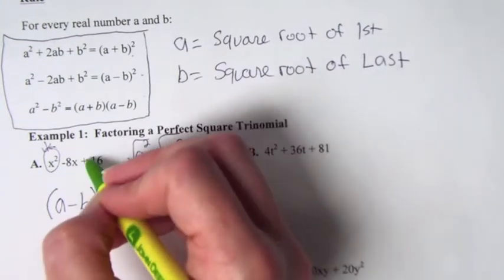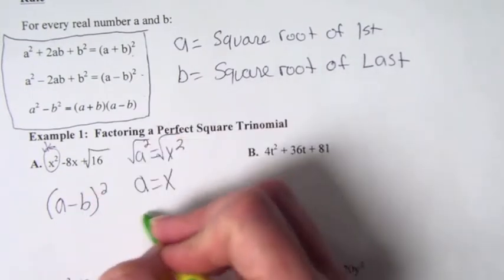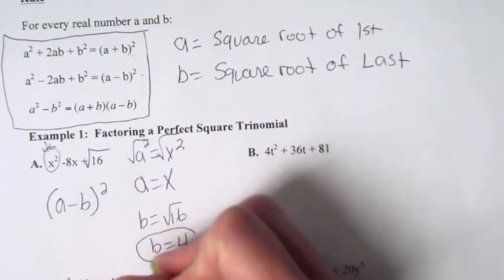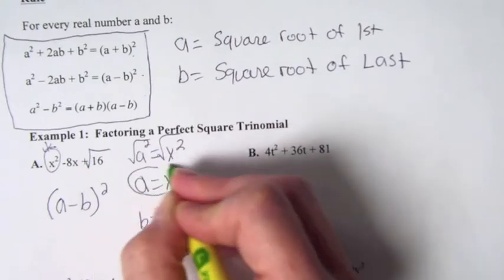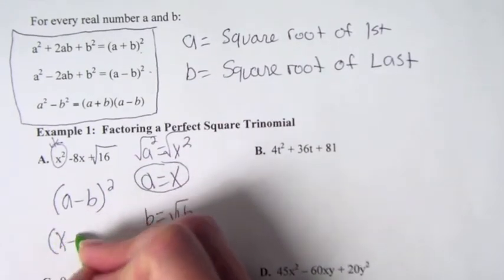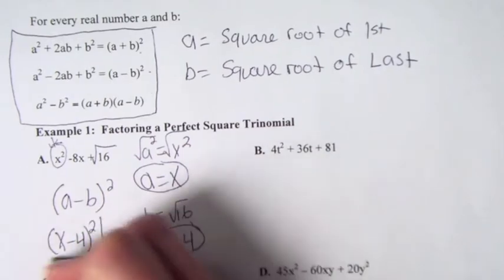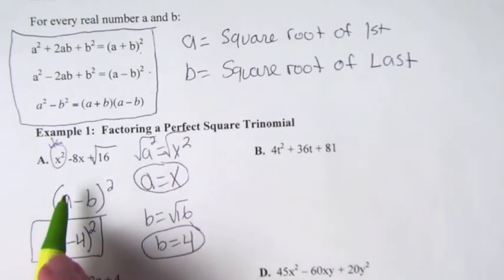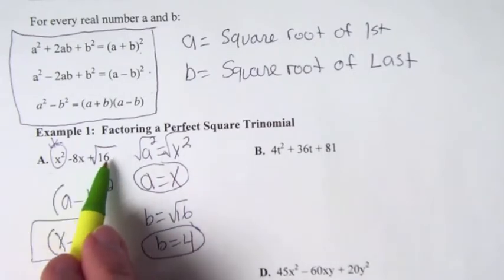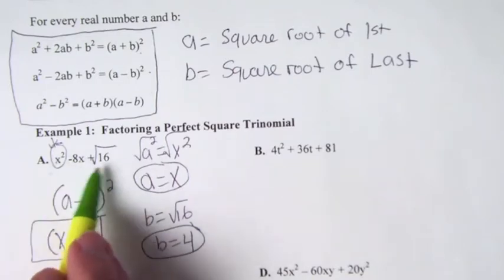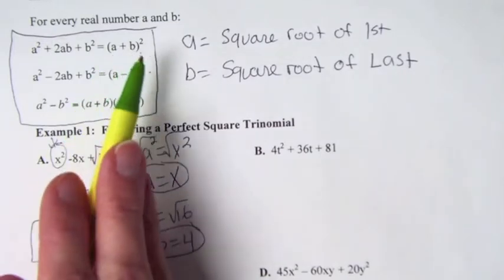So our b then, for our last one, we take the square root of 16. So b is 4. Once you get your a and your b, it's a matter of just plugging it right into the formula. So this answer would be x minus 4 squared. And the way to recognize a special case is you will have perfect squares in your first position and your last position. In these cases, you don't really care about the middle. You just look at the first and the third. If the first and third are perfect squares, then you know it's going to fall into one of these formulas.